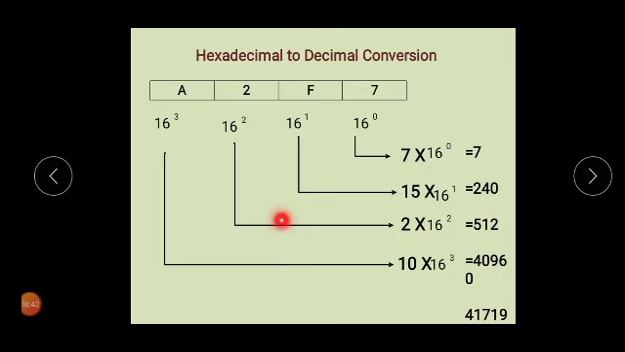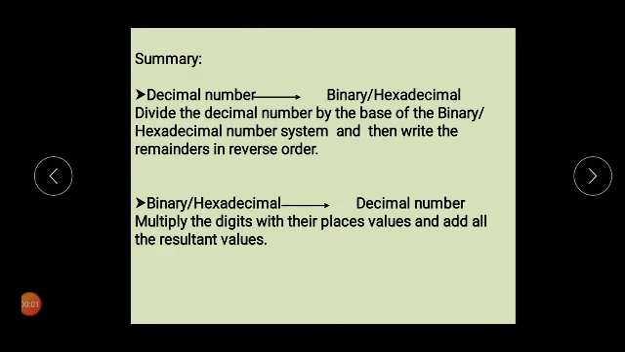Then plus 2 into 16 square, which is 512. Then A into 16 power 3. A is 10 in decimal, so therefore 10 into 16 power 3. Adding up all these values, we get 41719 as the result. Let us see the summary of the conversions.